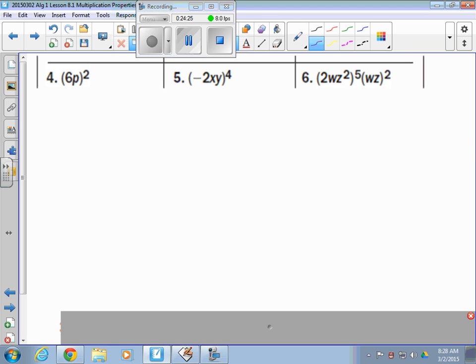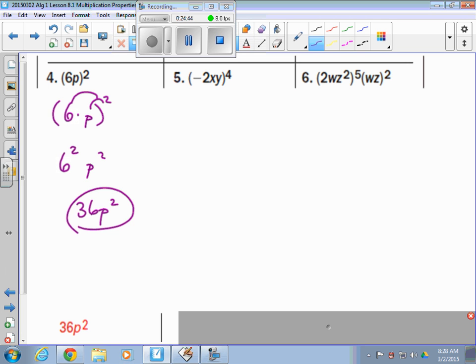Number 4 says 6p squared. You have 2 factors. If you have to separate them to see them, do that. Not a necessary step, but do it to where you can see it. 6 gets squared, and p gets squared. 6 squared, we know it's 36. P squared.